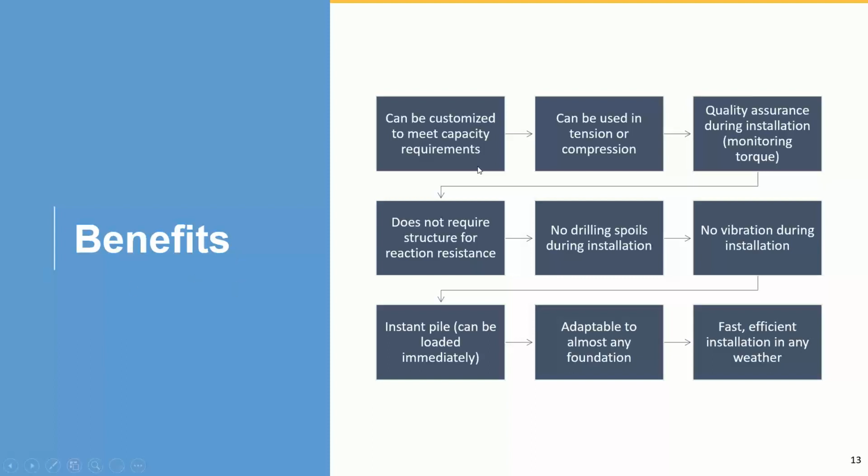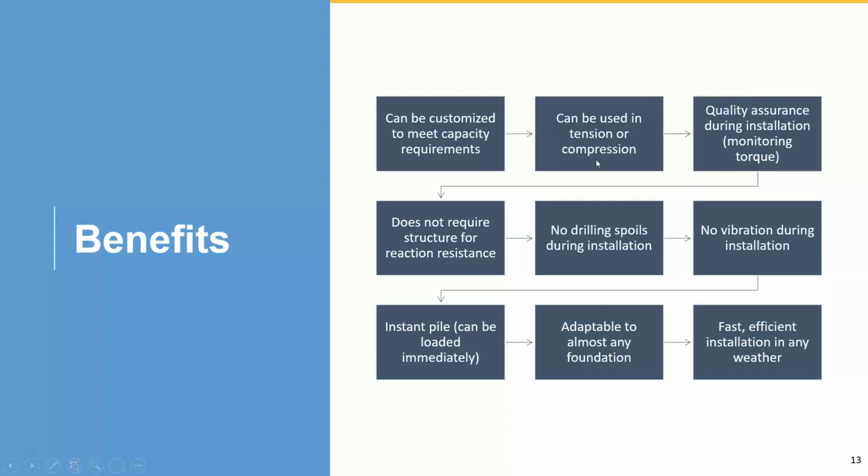The other benefit is it can be customized to meet capacity requirements. Remember, these are manufactured at the plant. If Peter, for instance, ordered this helical pile and for some reason wants some changes, we can change them fast because we manufacture them in the plant and we mobilize them really quick to the site.